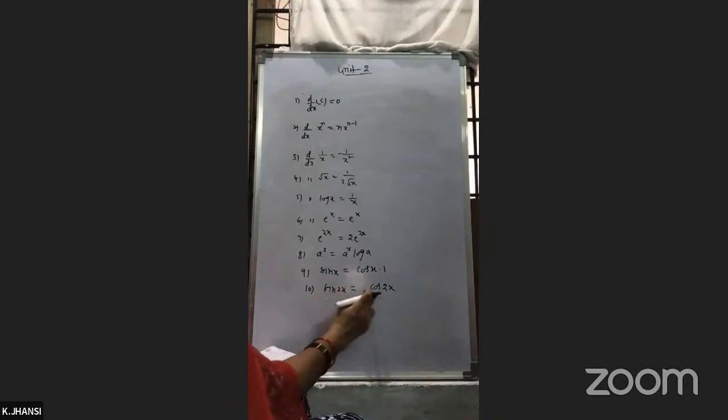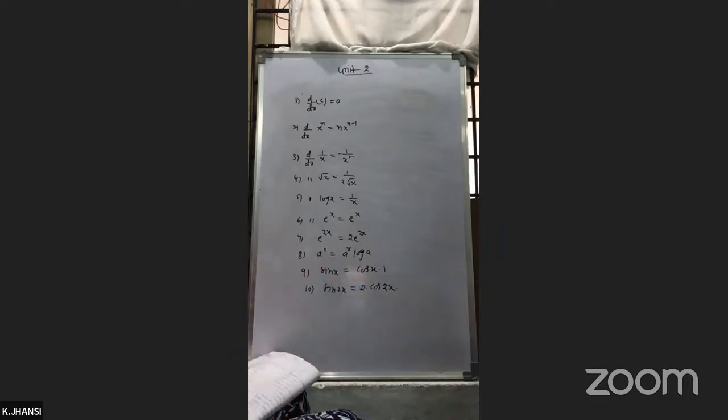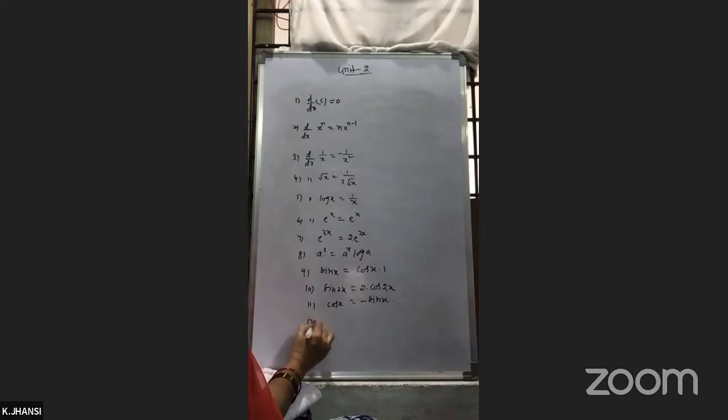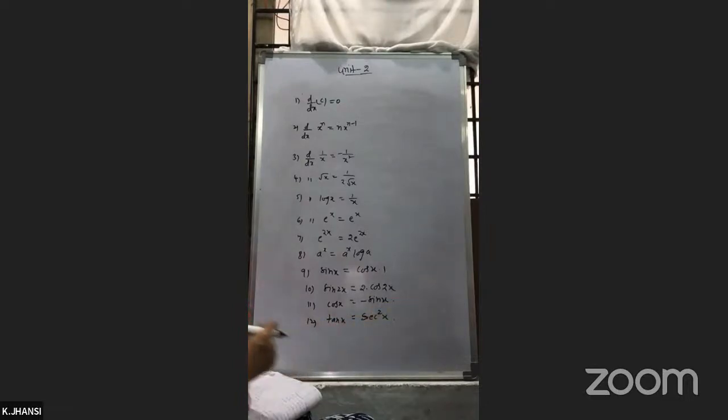Here, the differentiation of sin 2x is cos 2x, and the differentiation of 2x is 2, so you write 2 into cos 2x. If we have 3x, 3 into cos 3x. nx means n into cos nx. Okay, so these are all useful for solving problems. Next, cos x gives minus sin x. And the 12th one, tan x gives secant square x. So these formulas you have to remember compulsorily.